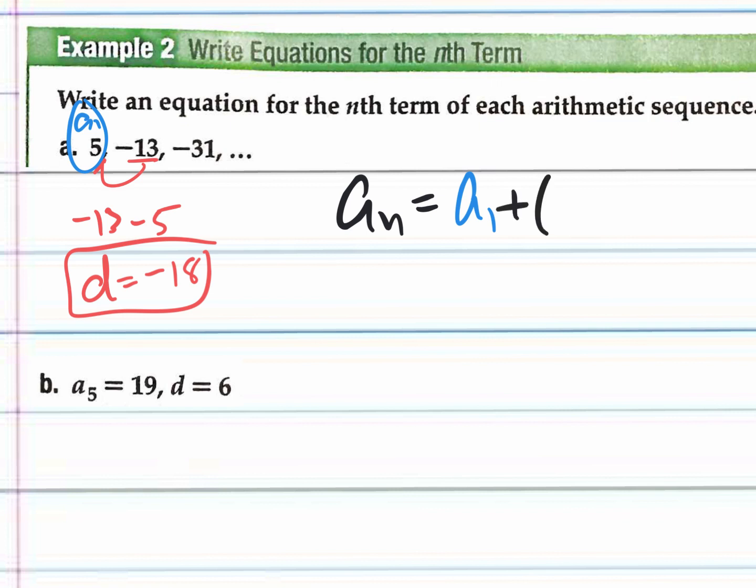And then we have the parenthesis. This is the part we have to memorize. Parenthesis n minus 1 times the common difference d. And we already said that the common difference was -18 on this particular example. Okay.